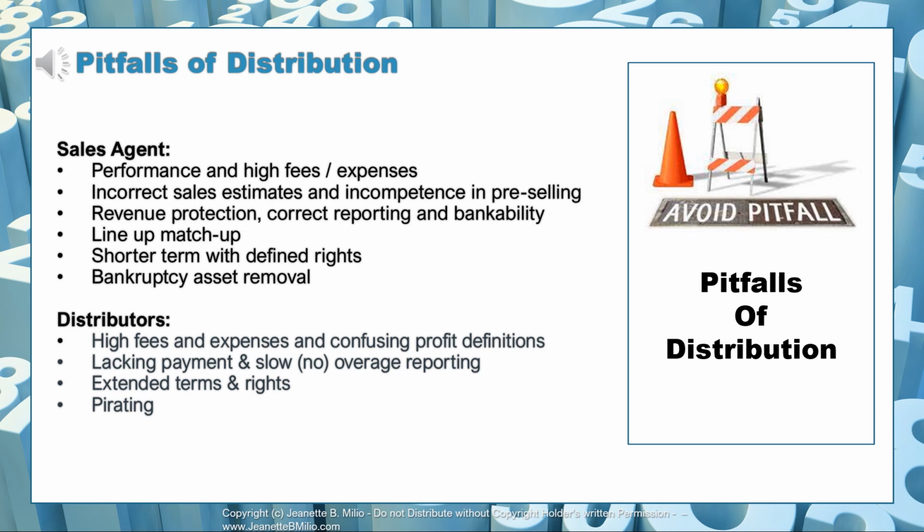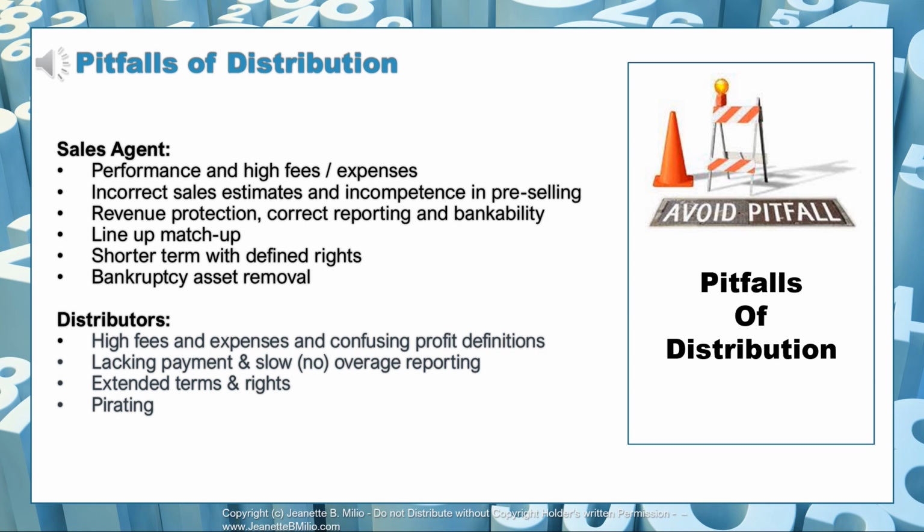There should be a provision made, if possible, that if a sales agent, for example, would have a bankruptcy issue or would go bankrupt, there is a way to remove our film out of the bankruptcy mess, meaning out of the assets. And there are ways to do that in an agreement.